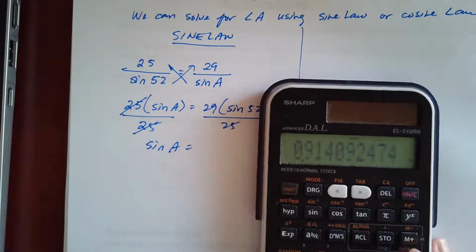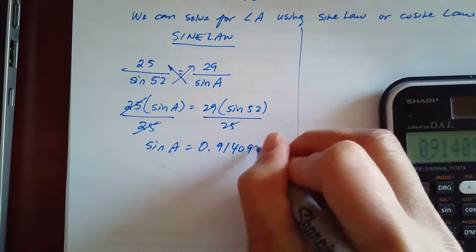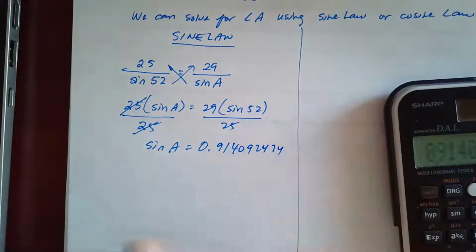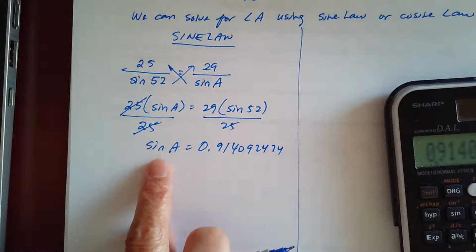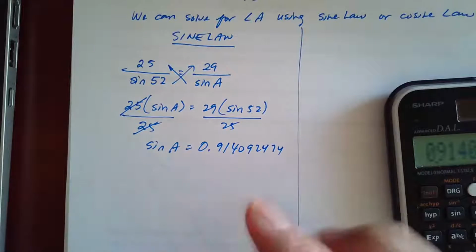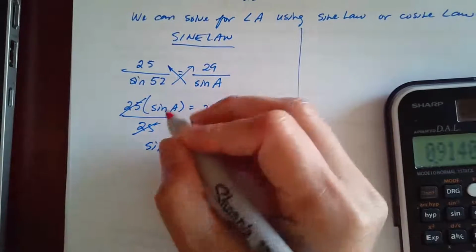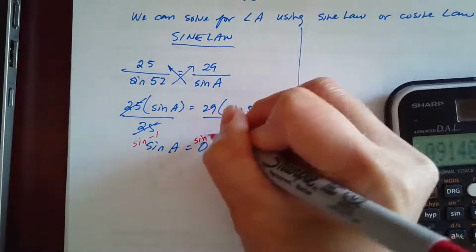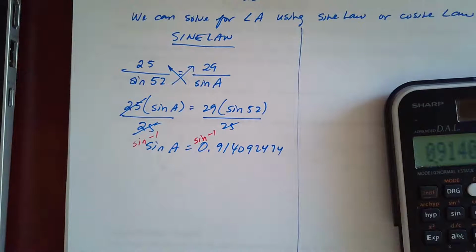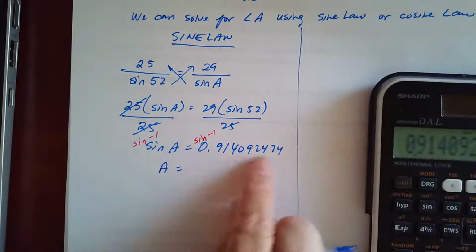And then we're going to get a decimal value of 0.914092474. We're not going to round off anything in here. Okay, we're going to keep all the decimals because this is not the final answer. This is a sine of the angle. So the final step is to get rid of the sine. And to get rid of the sine, we need to do the sine inverse, both sides. So now A is equal to the sine inverse of this number.